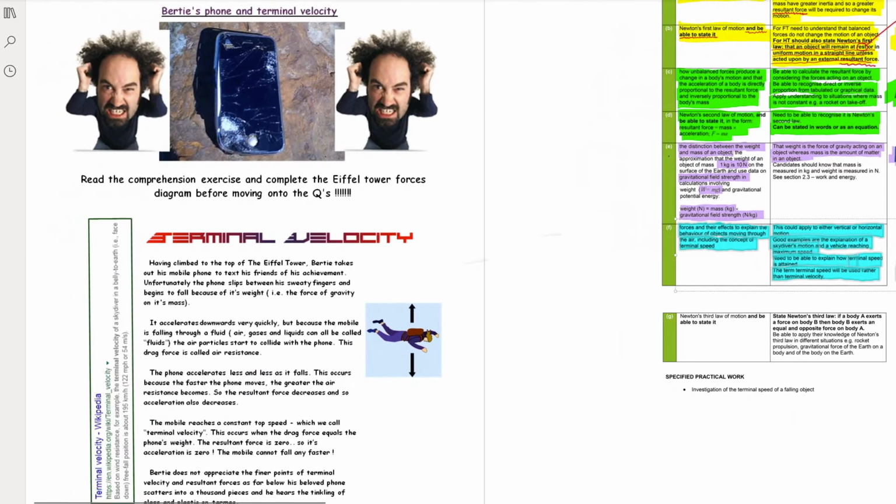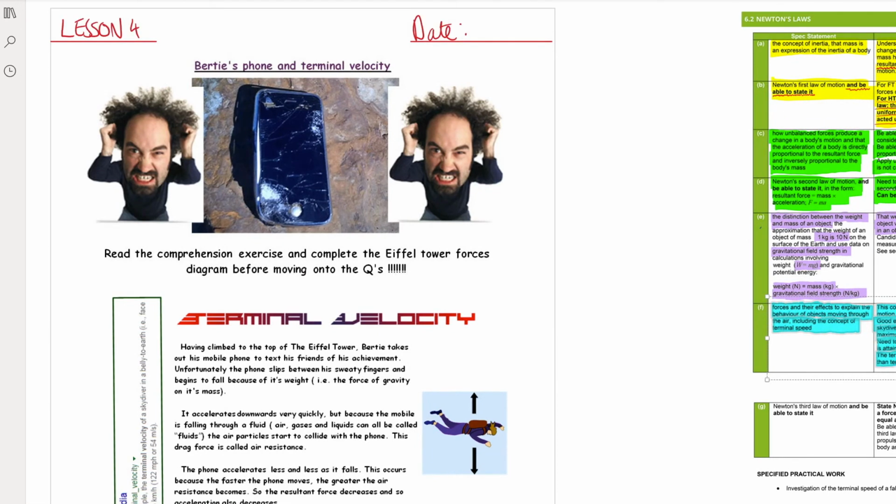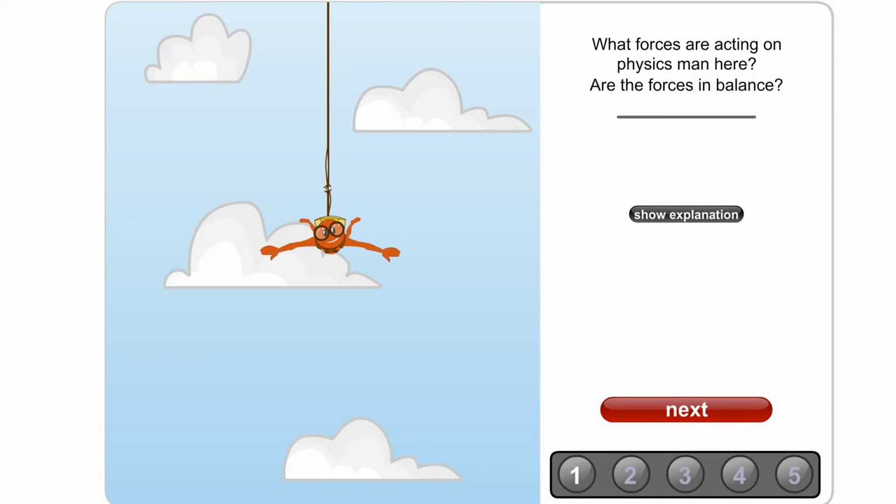Okay, back to today. Before we start this, I just want to go through a quick animation that explains this whole concept. This is a piece of software, again, you can access via the GCSE website. It's useful to help you understand what terminal velocity is.